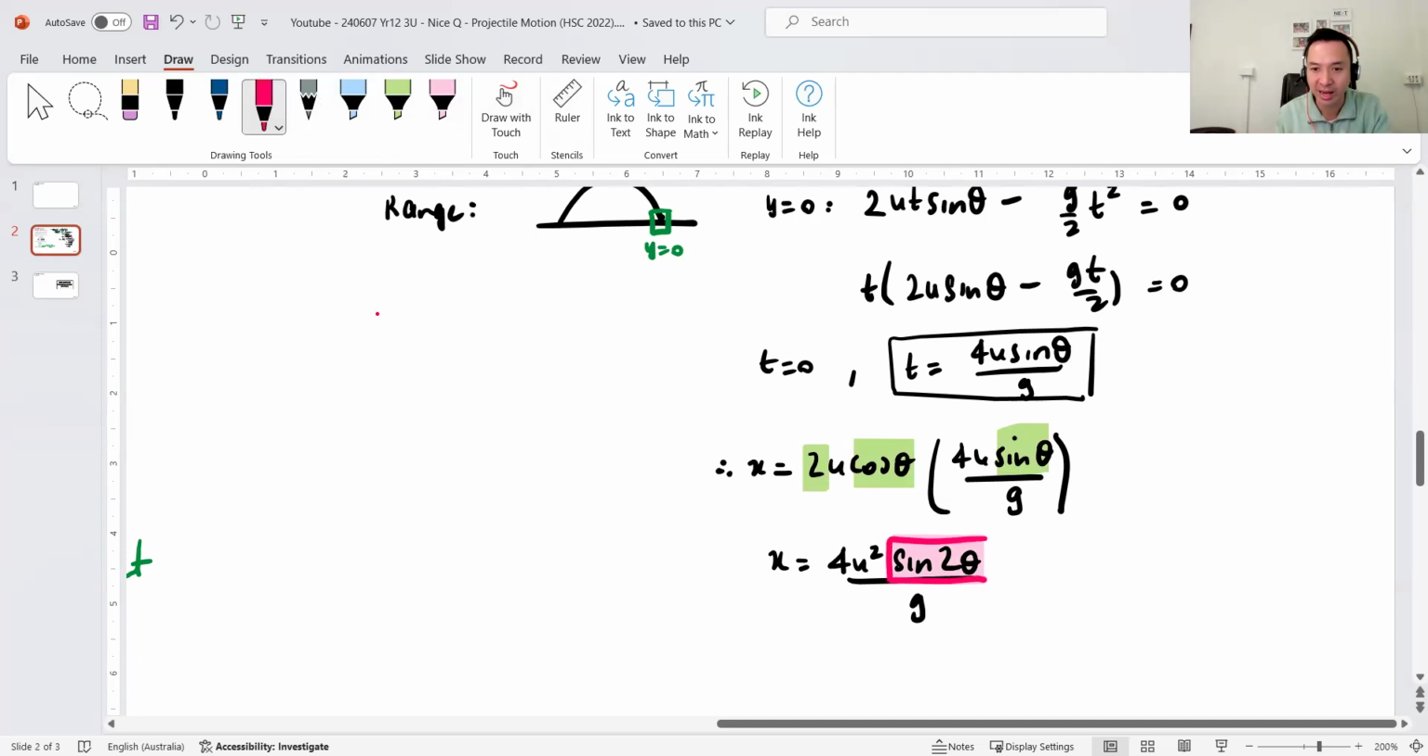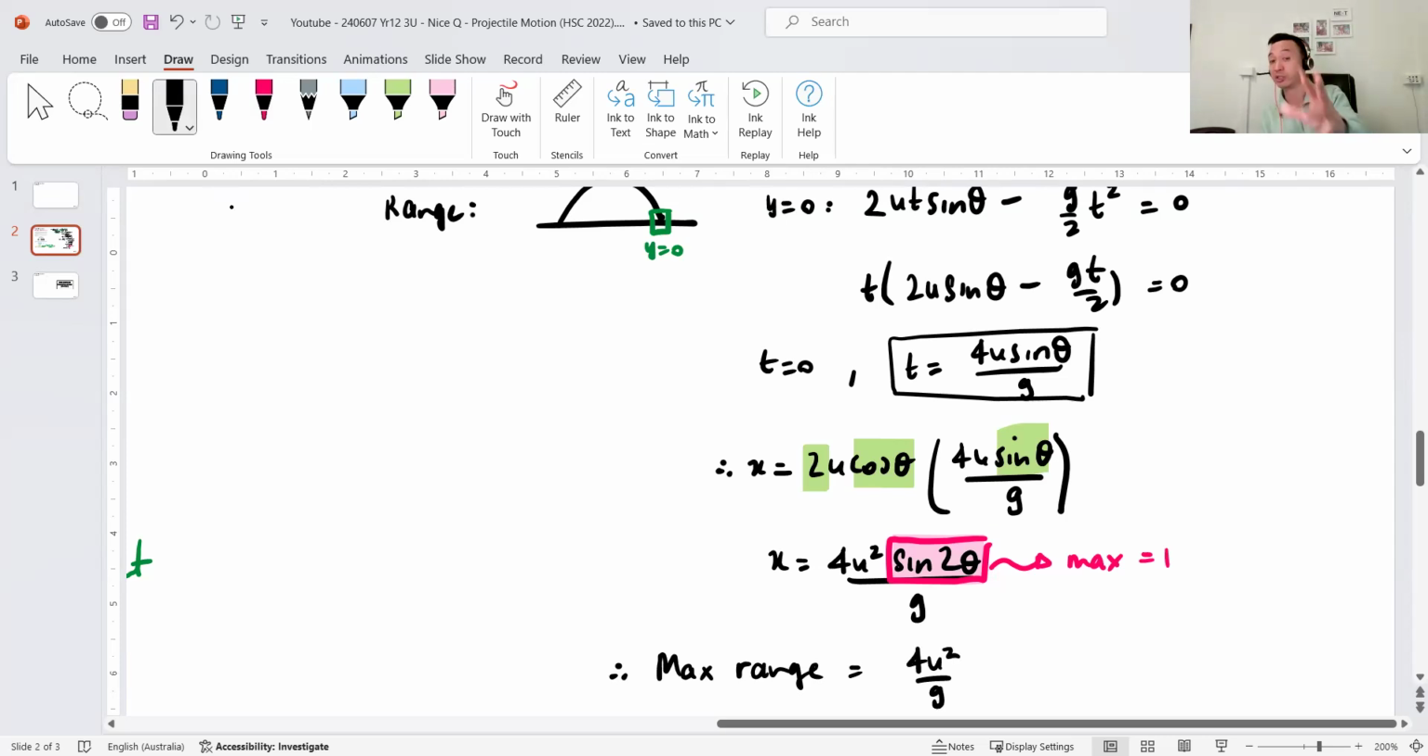I know that the maximum value this guy can take is 1. The maximum value that guy can take is 1. So therefore, maximum range, everything else is constant. I can't change u, and gravity doesn't change. The maximum range has to be 4u squared on g. Does that make sense? When the pink part is 1.